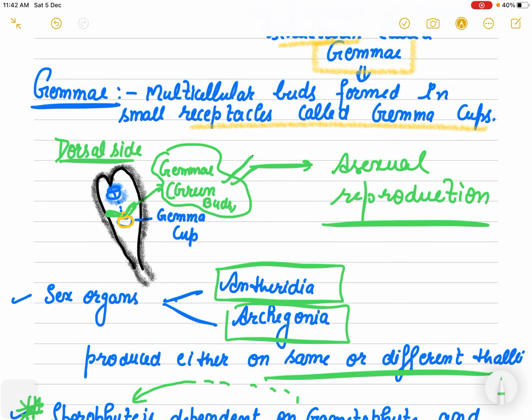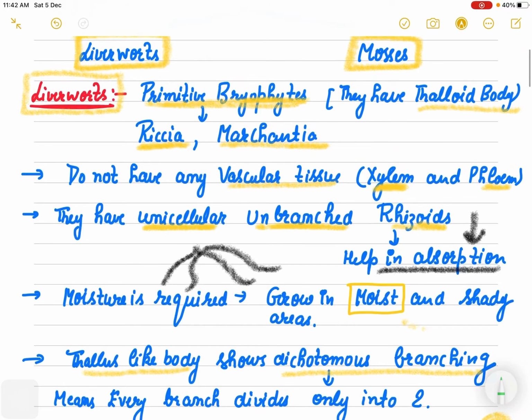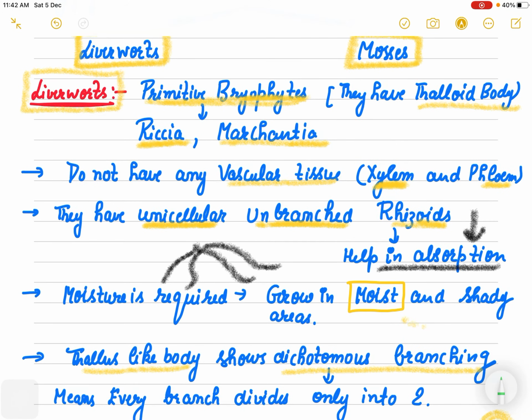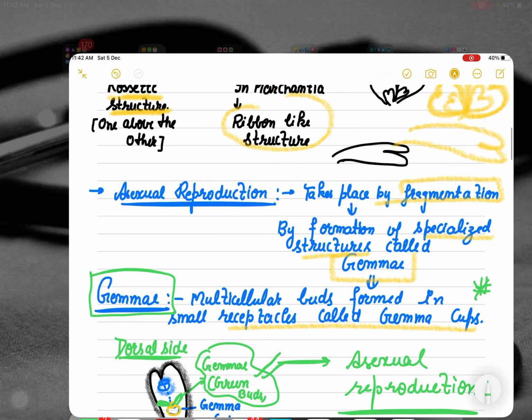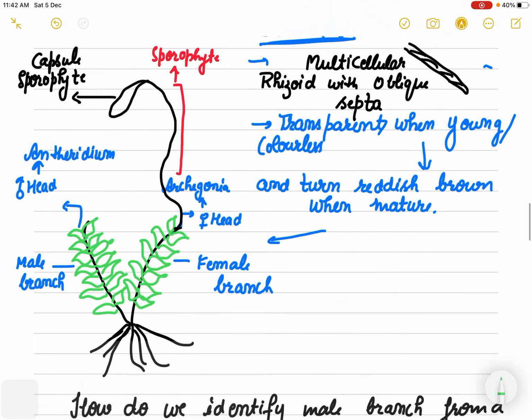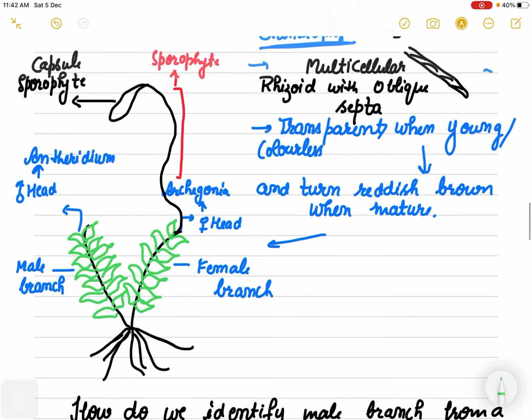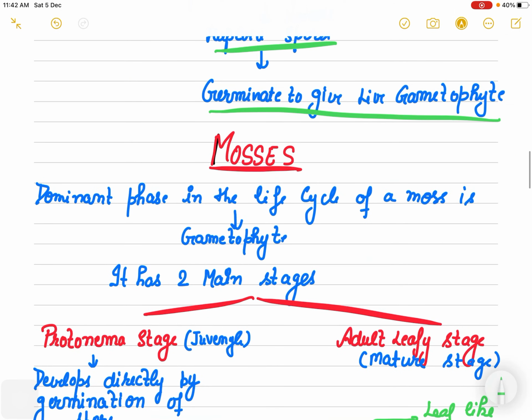One more time I am saying that gemmae are the leafy multicellular buds formed in the gemma cups, and this is the characteristic feature of liverworts. So the two major examples of liverworts are Riccia and Marchantia. The next is about the mosses. Now let's move on to the mosses.